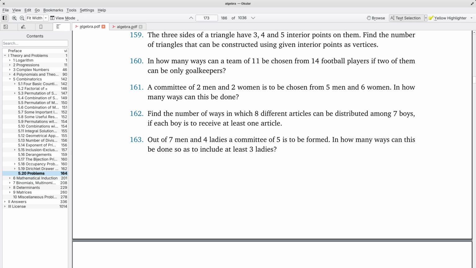So grab your pen and paper and bring your full attention, because the problems will go on slightly more involving.